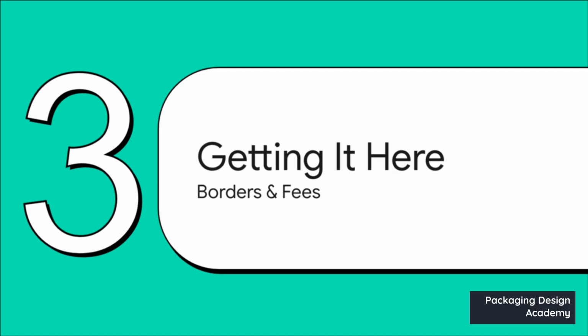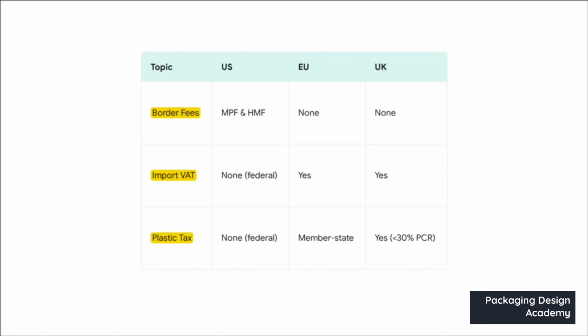Okay, so our packaging is made, it's finished, it looks great. But it's not at your warehouse yet, so now we've got to add the logistics layer to our stack. All those tricky costs that come from crossing borders and dealing with international trade. And believe me, where your packaging lands changes the final cost a lot. Just look at the US. You've got these border fees like the MPF and HMF that simply don't exist in the EU or UK.